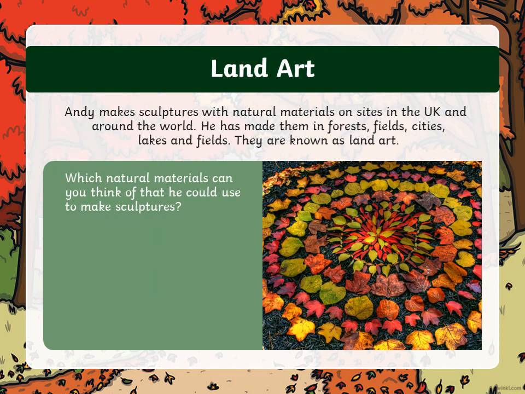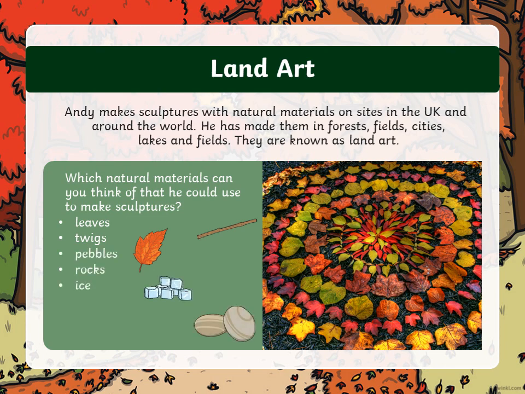Land art. Andy makes sculptures with natural materials on sites in the UK and around the world. He has made them in forests, fields, cities and lakes. They are known as land art. So you can see the picture that's there. He creates his pictures using leaves and sticks. Leaves, twigs. He uses pebbles, rocks, ice when it's very cold outside, flowers and grass. So he uses any natural materials that he finds and uses the colours in them to create pictures and patterns.